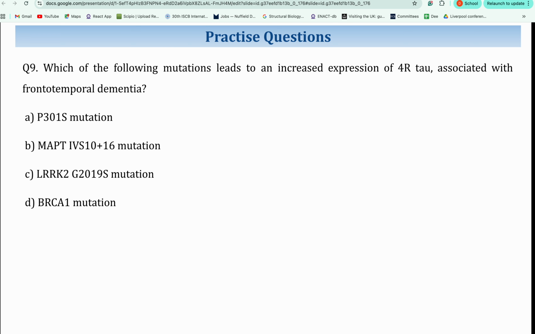Okay, so now let's see. The right answer is option B, which is MAPT IVS 10 plus 16 mutation. Before talking about all these options, let's talk about what this 4R tau is and what it means in frontotemporal dementia. Tau is a microtubule associated protein found in the neurons. It is encoded by the MAPT gene, which encodes the tau protein, and it is present on chromosome number 17.